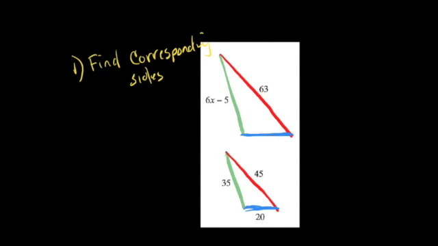So we don't really need to worry about this blue one, the bottom side, because we need both numbers. Since we don't have both numbers, we can just disregard that for a bit. So we found our corresponding sides. We know what's going to go with what. So now we can set up our proportion.